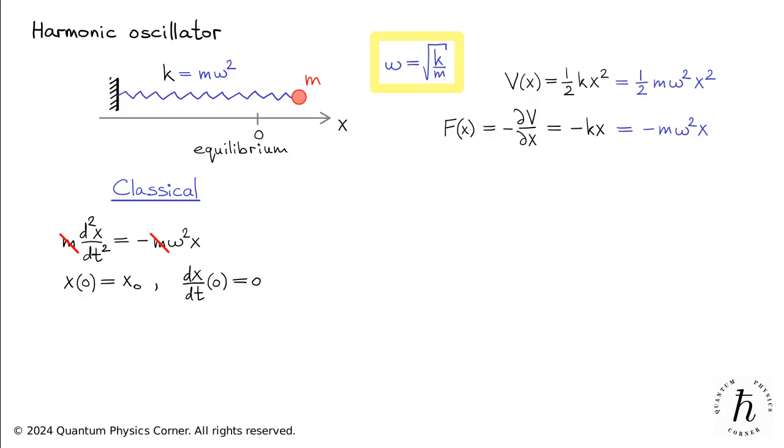As one can easily verify, the trajectory is described by the following relationship between x and t. In line with intuition, the particle executes simple sinusoidal oscillations along the x-axis, characterized by frequency omega and amplitude x sub 0. Now, let's look at the same physical system from a quantum mechanical perspective.